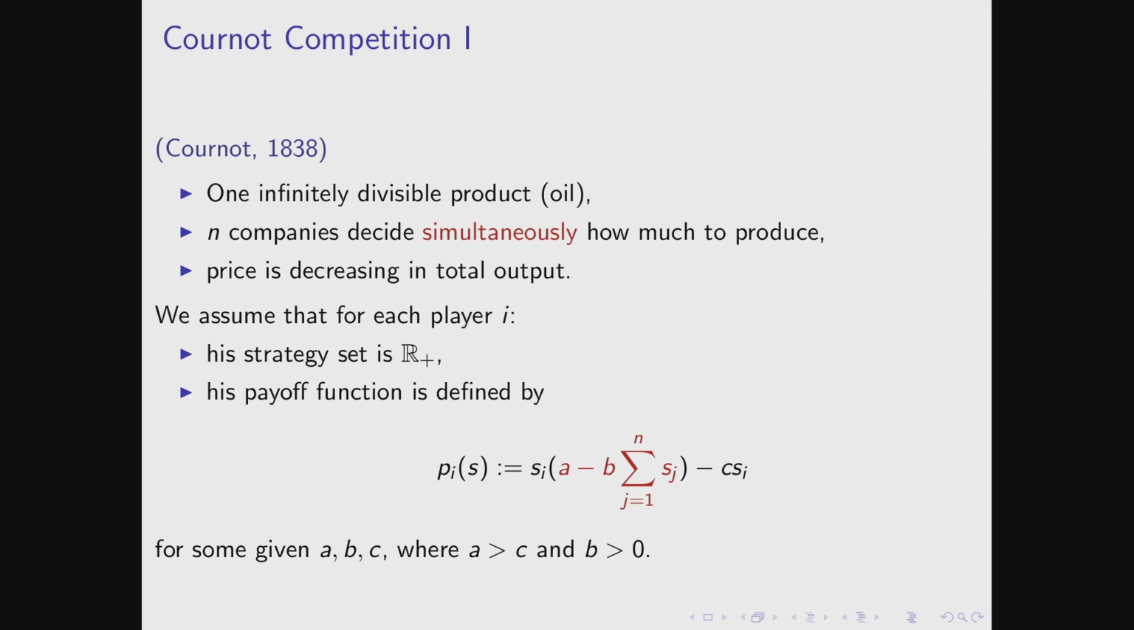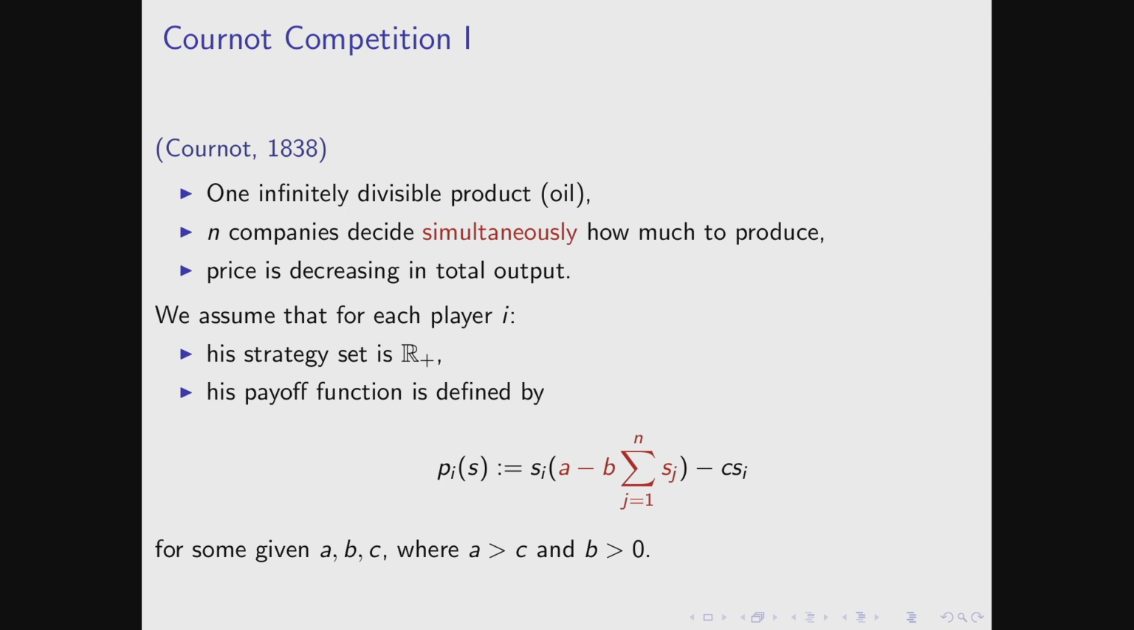And then there will be a price which will be determined by how much is produced. So the price is put in red, and you should look at it as follows. There is some fixed number, A, and now you deduct something which depends on how much oil is produced. The more oil produced, the price goes down. That's why this B is positive. And this red expression depends negatively on the sum of these s_i.